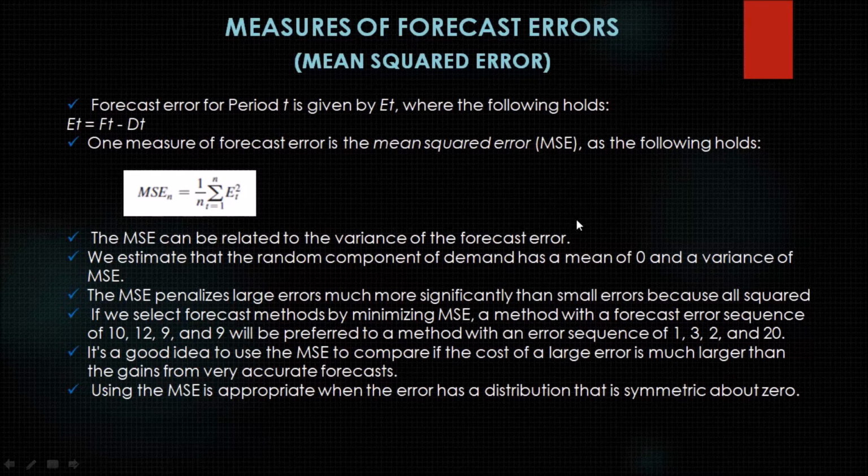And the MSE can be related to the variance of the forecast error. We estimate that the random component of the demand has a mean of 0 and a variance of MSE. The MSE penalizes large errors much more significantly than small errors because they are squared. If we select forecast methods by minimizing MSE, a method with a forecast error sequence of 10, 12, 9, and 9 will be preferred to a method with an error sequence of 1, 3, 2, and 20.